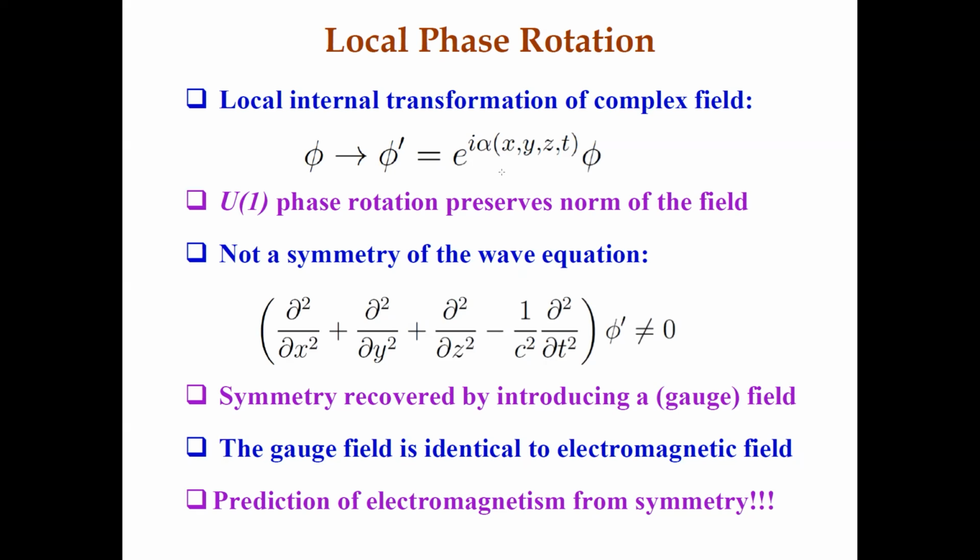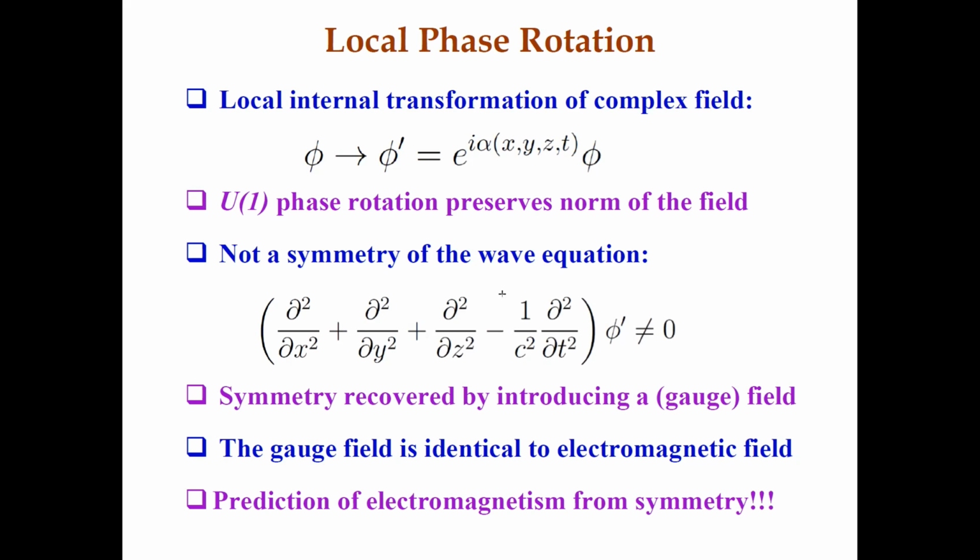Now we have to see: it is actually not a symmetry of the wave equation, right? Because when you move from phi to phi prime, you have this phase factor, which is a function of space-time, and the differential operators will act on this alpha and give you some extra terms. Because of those extra terms, the equation will not be symmetric. You will have a wave equation for phi, but you will not have the same wave equation for phi prime. So for sure this is not a symmetry. But then you can ask, is there a way we can recover this symmetry? The answer is yes. You can recover this symmetry if you add to the system one more field that we call a gauge field.